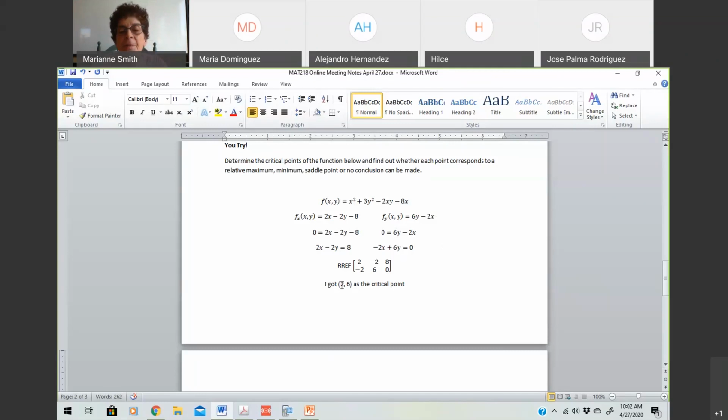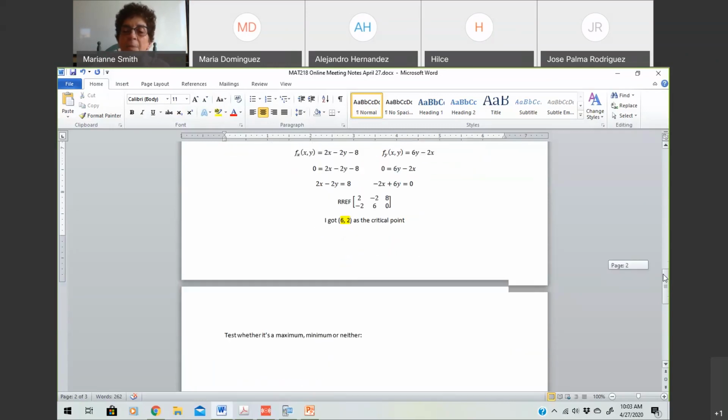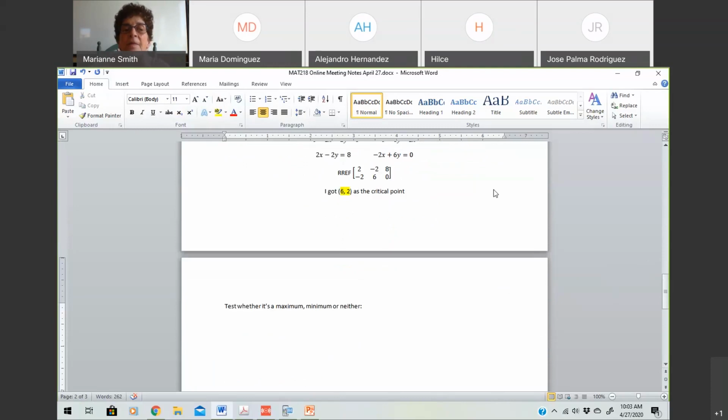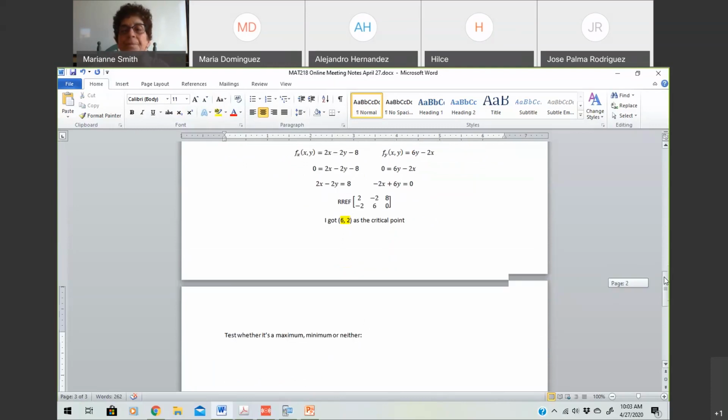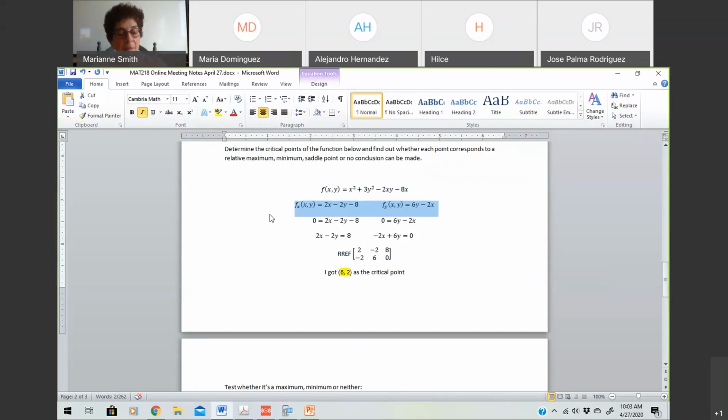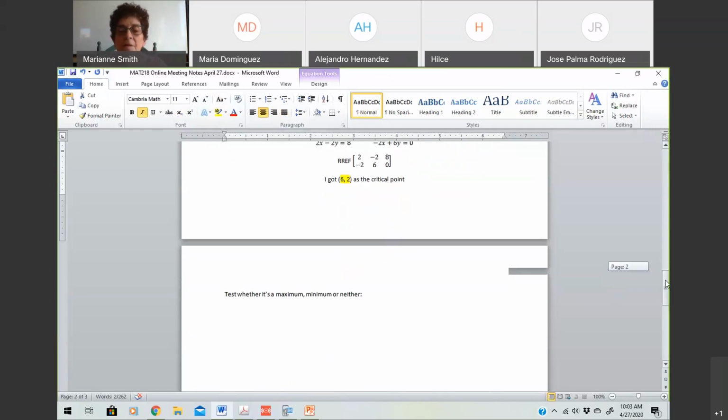Sorry, backwards. That's 6, 2. So x is 6. Was everybody able to get this far at least? Okay, keep on working, then we have to build the second derivatives, and then the discriminant.